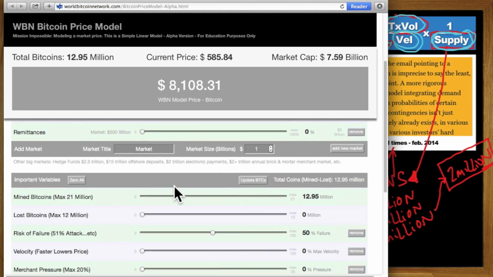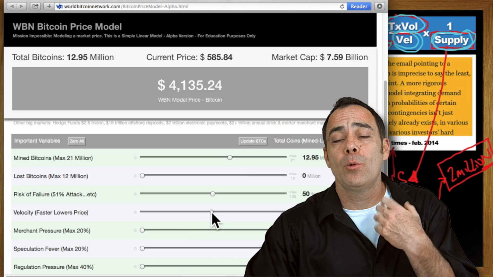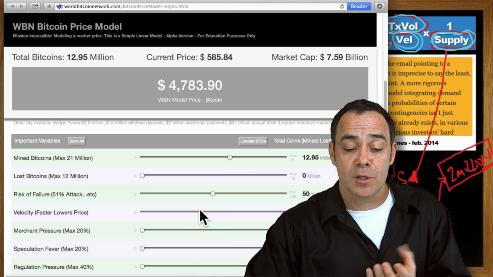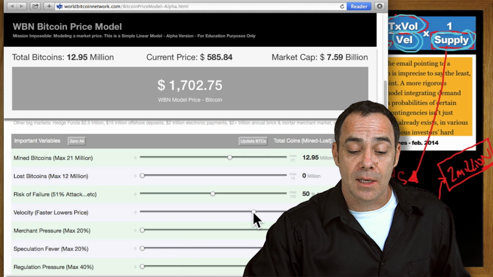But then if you go down and look at velocity, well, that should affect the price, and indeed it does. Now, we don't know the exact velocity. We don't know exactly how it affects price. So this is just a simple linear model to give you a picture. But you can see that all of these things will affect.